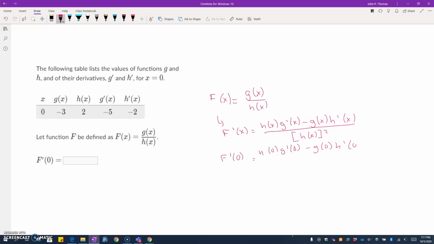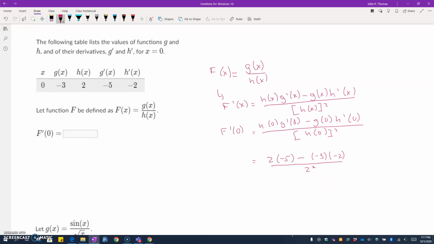And then once we're there, now we're going to have to lean on the table to substitute in and get all of these values. Alright, so we'll do that real quick here. So h of 0 is 2. G prime of 0 is negative 5. Minus g of 0 is negative 3. H prime of 0 is negative 2. Alright, and this is all over h of 0, which is 2 squared.